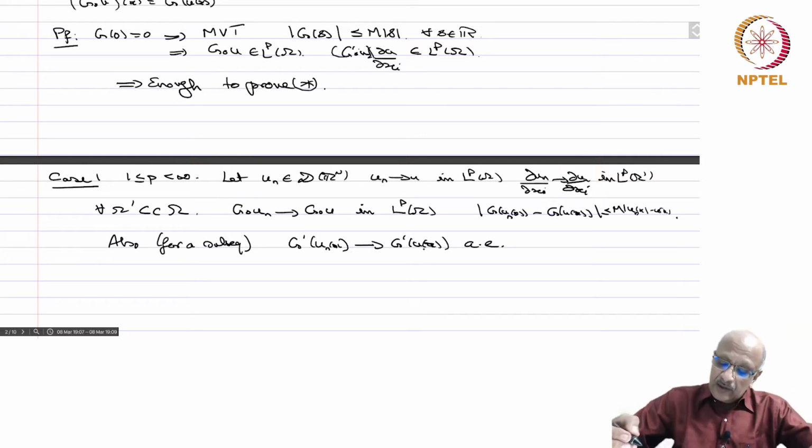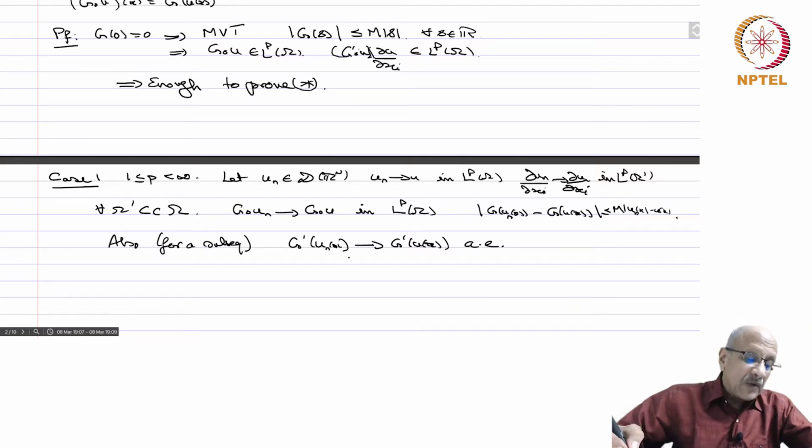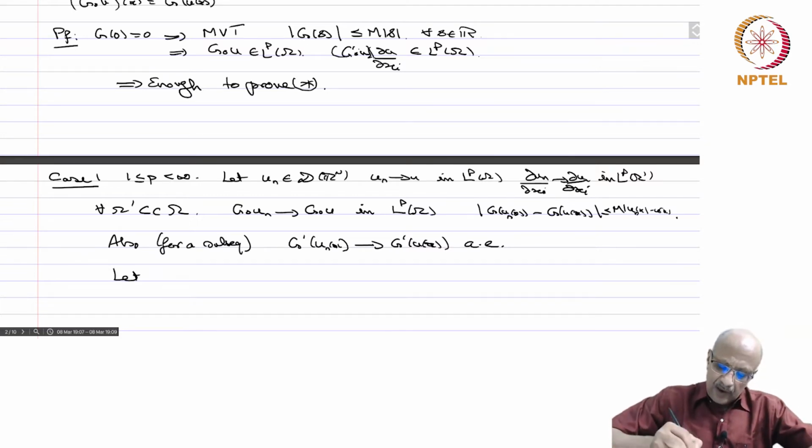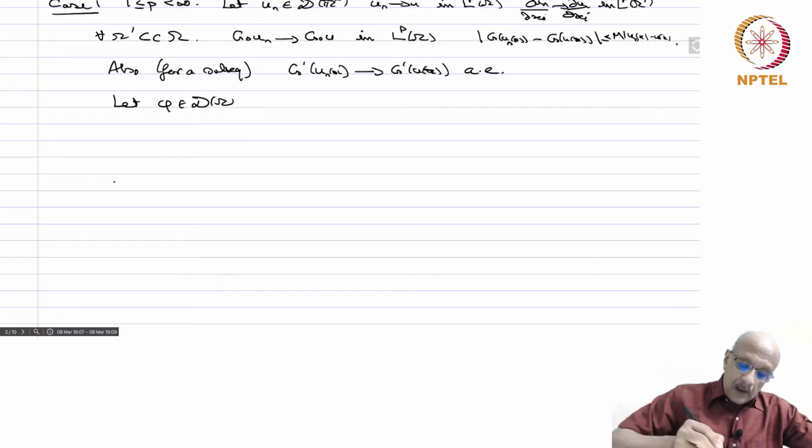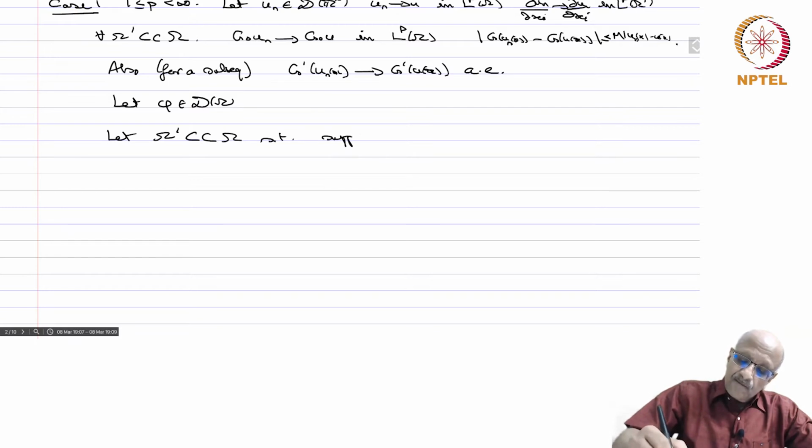Now we will henceforth work with the subsequence, so I am not putting the subsequence notation here, I am going to work with that subsequence, so I will call it u_n itself. Okay. Now let phi belong to D of omega. So, let omega dash be relatively compact in omega such that the support of phi is contained in omega dash.